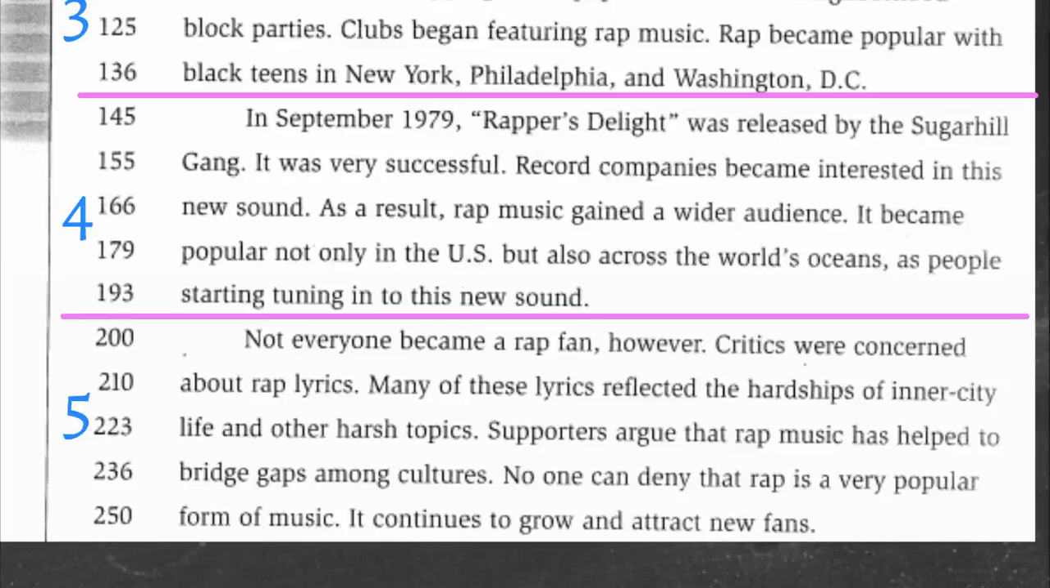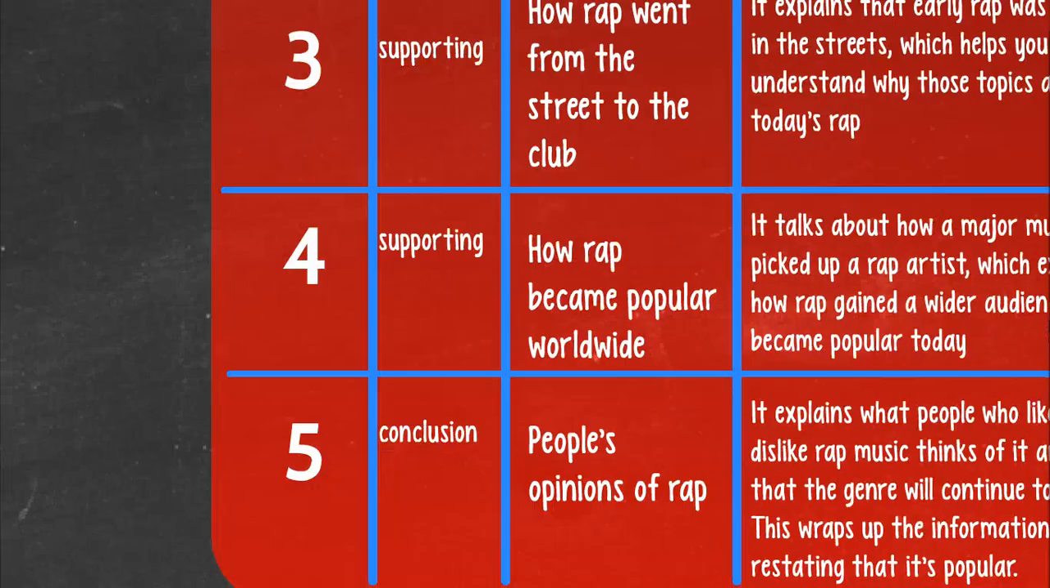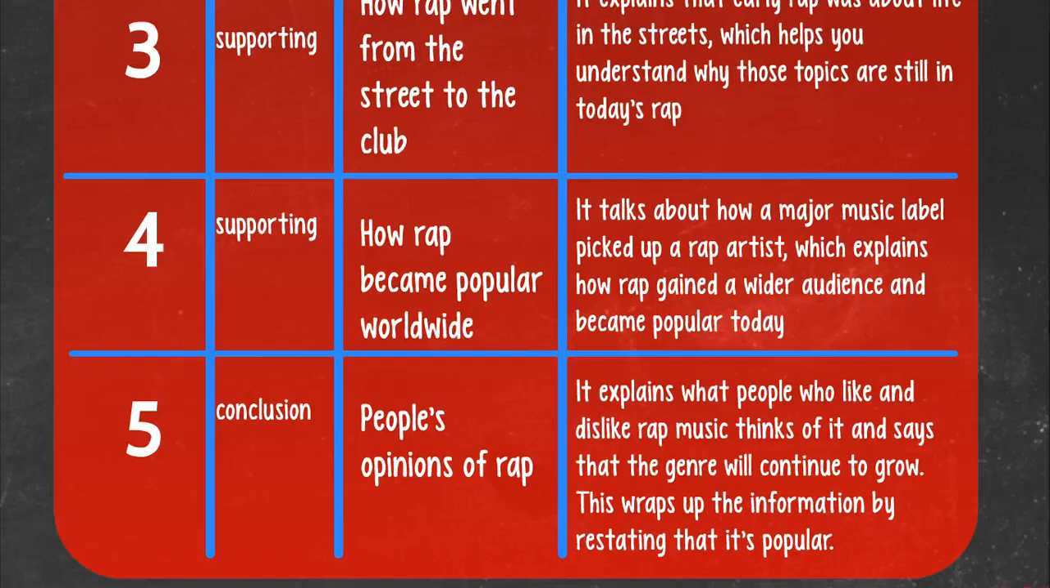Those are things that have been stated in the text before, and now the author's bringing it back to remind me of what's really important, and that's that rap is popular. So that's why I call number 5 a conclusion paragraph, because it has those sentences in there that wrap it up and tell me a little bit about what was really important in that text. So the 5th paragraph was mostly about people's opinions of rap. How was it important? How did it affect the story as a whole? Well, it explained what people who like and dislike rap music think of it, and it says that the genre will continue to grow. It wraps up the information by restating that it's popular, right?